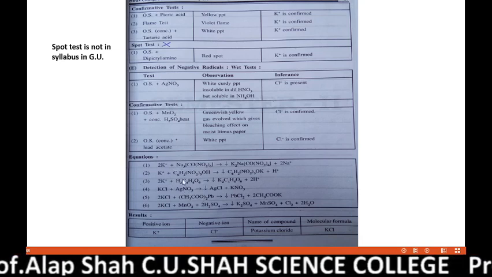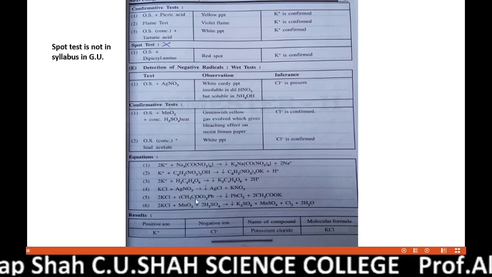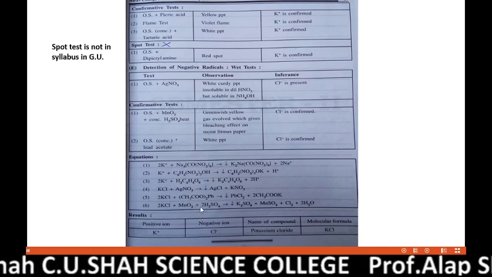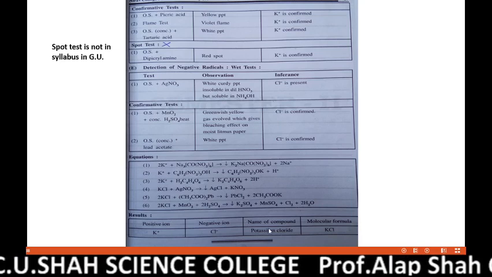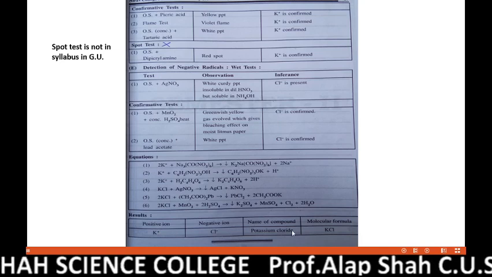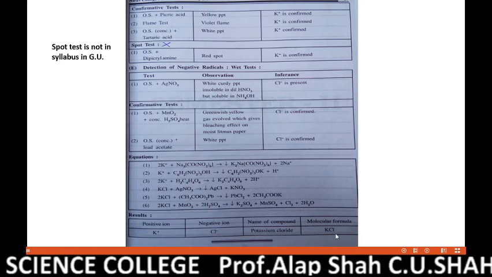See here, this is the silver nitrate test; for the lead acetate test, that's why there is the equation with lead acetate; MnO2, that's why that equation. And finally we write the result table in a similar manner. Positive ion K plus, negative ion Cl minus, name of the compound potassium chloride, and molecular formula KCl.